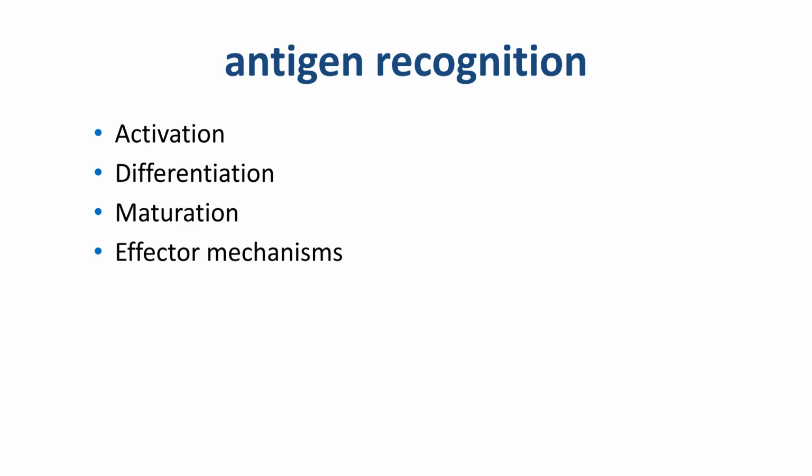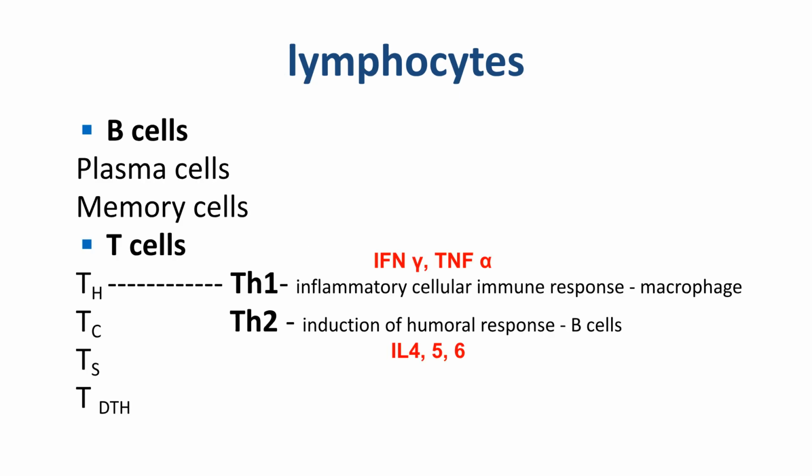Fourth are effector mechanisms, the actual functional responses that eliminate pathogens. For B cells, this means antibody secretion. For CD8 T cells, this means cytotoxicity. For CD4 T cells, this means cytokine production coordinating other immune cells. Lymphocytes are the key cellular mediators of acquired immunity, divided into 2 main lineages with distinct but complementary functions.